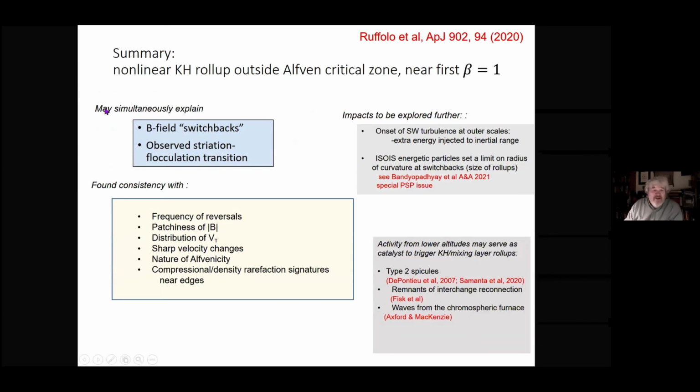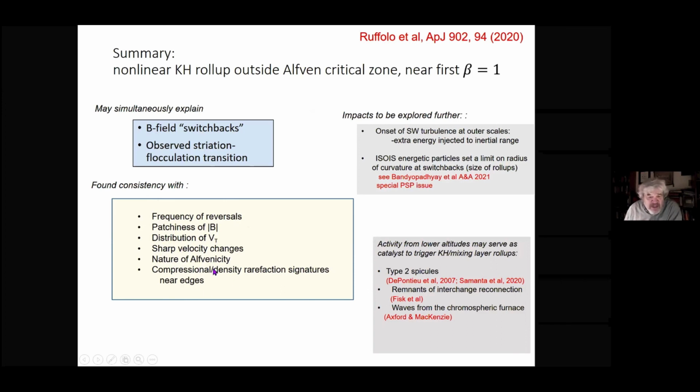And we found in this analysis consistency in this picture with the frequency of reversals, the patchiness of magnetic field magnitude, the distributions of tangential velocity, and the sharpness of the velocity changes. I didn't show it, but there's also a similarity in the nature of the Alfvenicity. And also, I didn't show data on it, but there's evidence in both cases of compressional or density rarefactions near the edges.